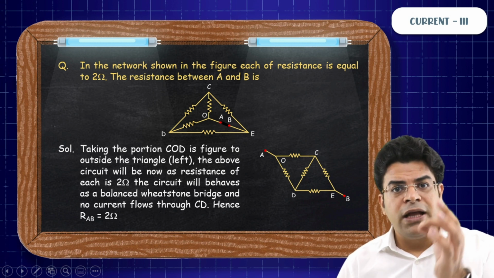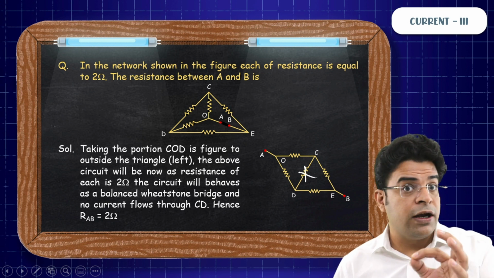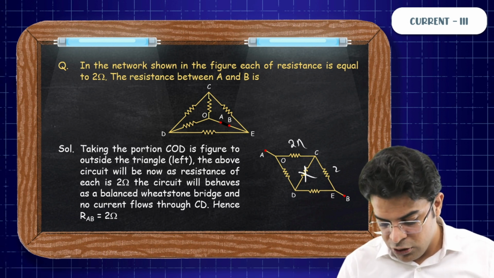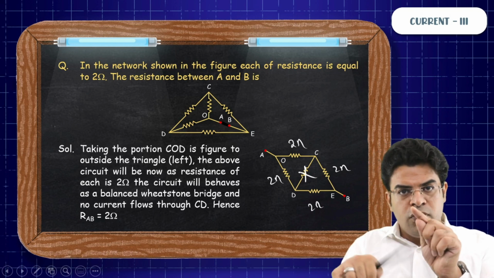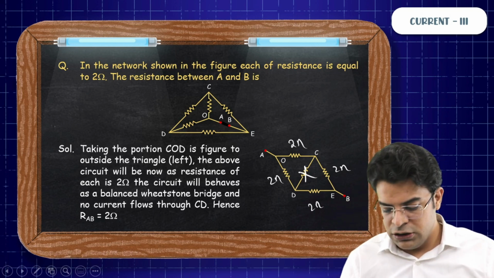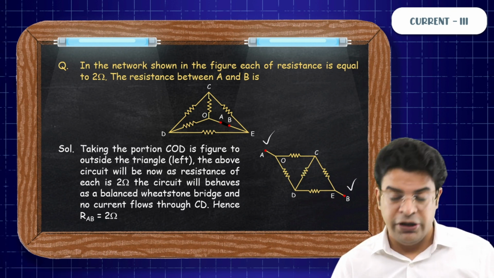So now what will be the equivalent resistance? Sir, through this part of the circuit, as no current will flow through it, you get 2 ohm, 2 ohm, 2 ohm, 2 ohm. So you have got 4 ohm in parallel with 4 ohm, and 4 ohm parallel 4 ohm gives you nothing but 2 ohm. So the R equivalent comes out to be 2 ohm between point A and B.